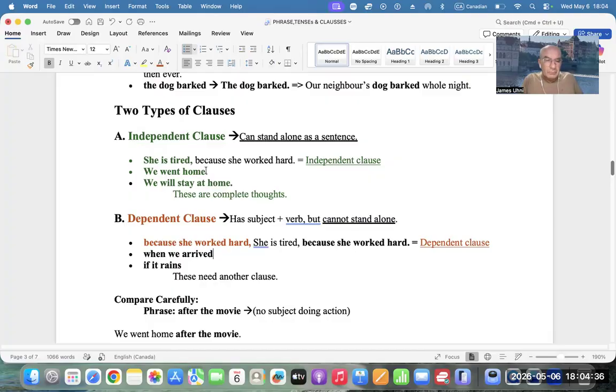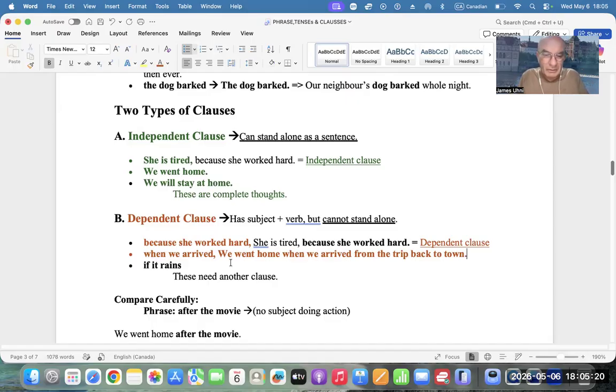We went home when we arrived. Sure, let's make a sentence that you will understand as an example. So I will type. We went home when we arrived from the trip back to town. Now I have it all in brown.